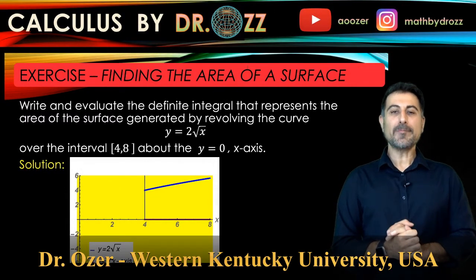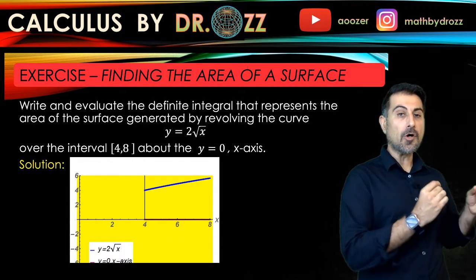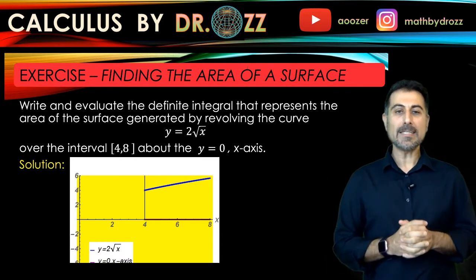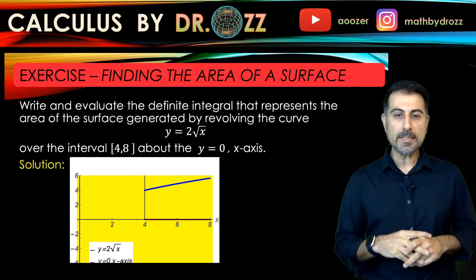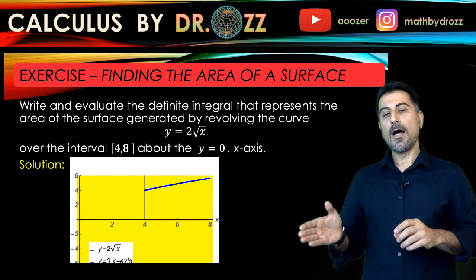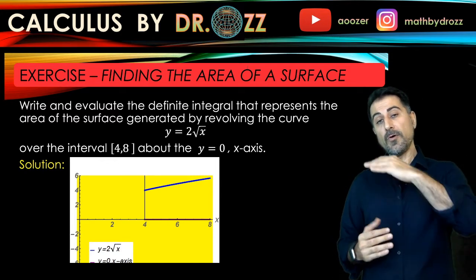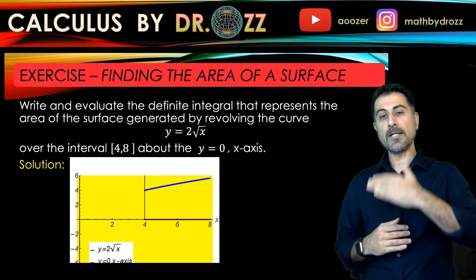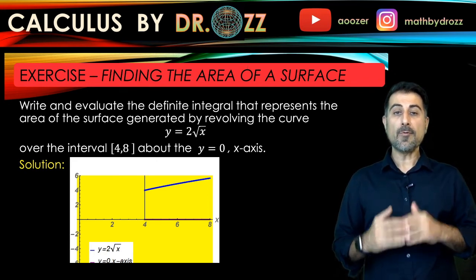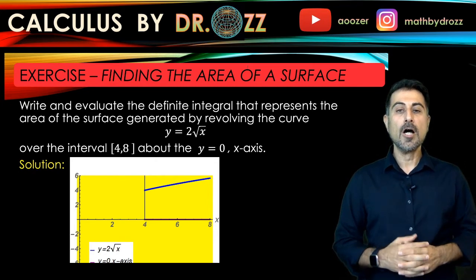So today we're going to go over an exercise where we're going to find the area of a surface of revolution. Let's see what we have. We have y equals 2 radical x, and we're only considering the piece that corresponds to the interval 4 and 8. And what we're going to do here is revolve that curve around the x-axis, and we're going to get a surface. We're interested in the surface area of the three-dimensional object.